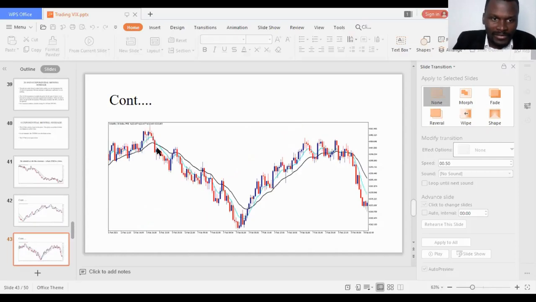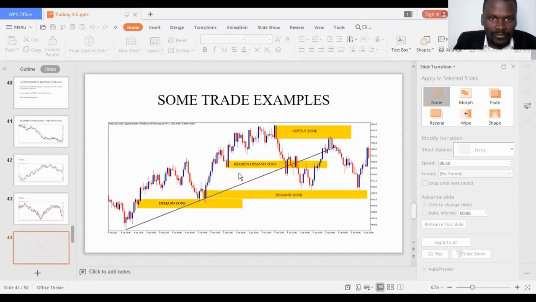Same thing. There, it crossed. There, it crossed. Look at how price has been reacting on these areas. I want you to be observing the candlestick patterns in these areas of potential dynamic support and resistance. Very important. This is an example of some trades that you can take.